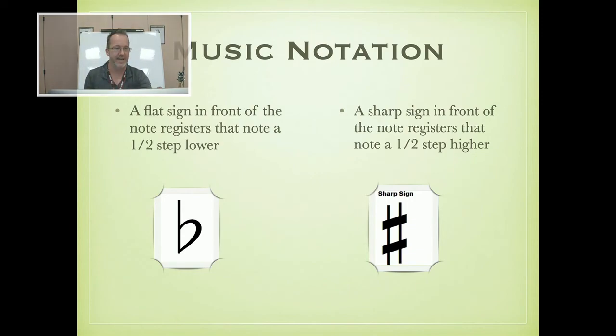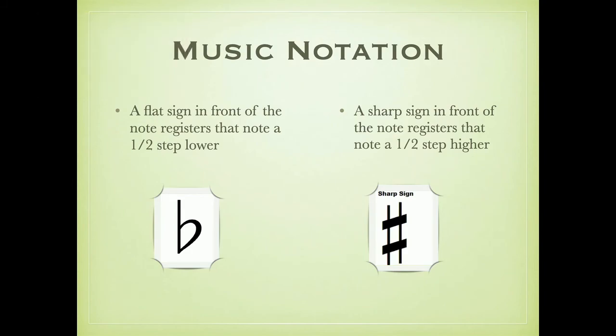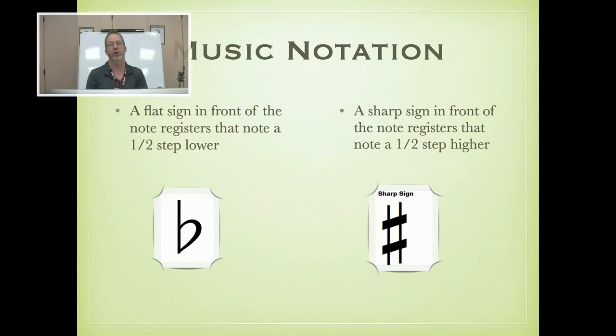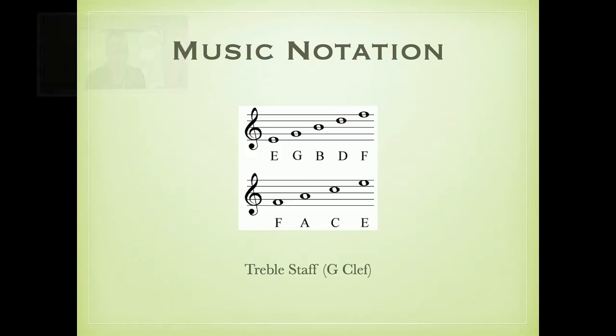A flat sign in front of the note lowers it a half step, and it looks like a B. A sharp sign in front of a note raises it a half step. It kind of looks like a hashtag. In fact, in some of my other classes, I've actually heard someone say hashtag C, and that's not it. It's a C sharp. So it looks like a number sign right before a note, which means you're going to take that note up a half step. The flat right before a note would mean you're going to take that note down a half step.